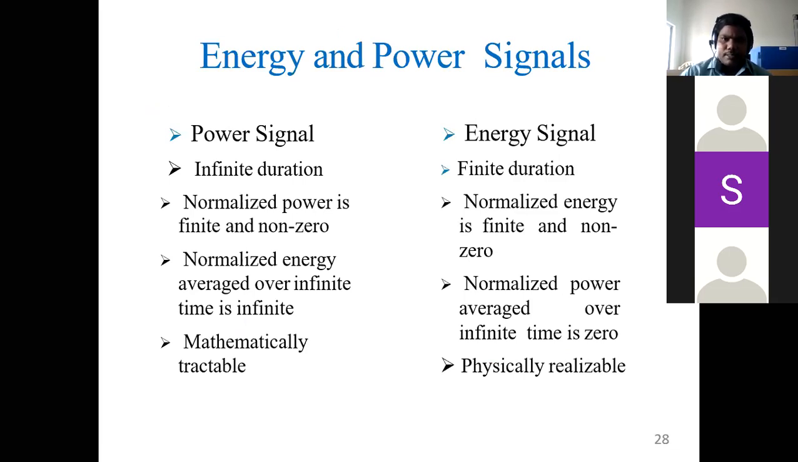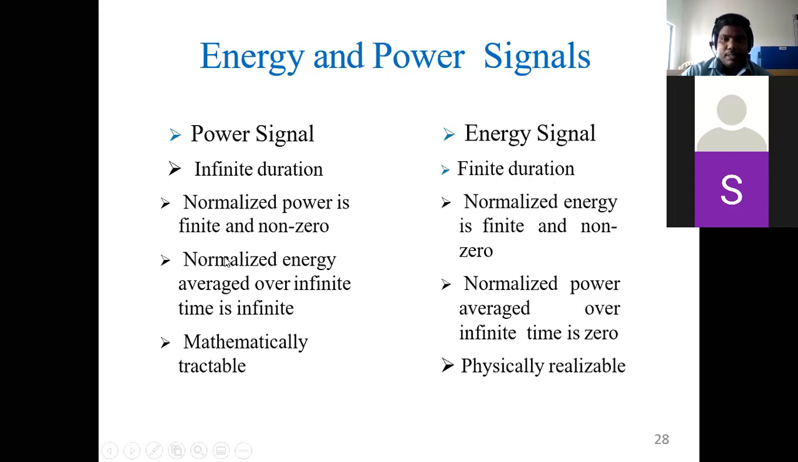So in this case, the signal has a finite duration with respect to time, whereas the power signal has infinite duration. The power signal is infinite duration, and the normalized energy is finite for non-zero conditions. In this, for the power signal, the normalized power is finite and non-zero. And similarly, normalized power averaged over infinite time is zero. So the signal condition is infinite, therefore the normalized power is zero.